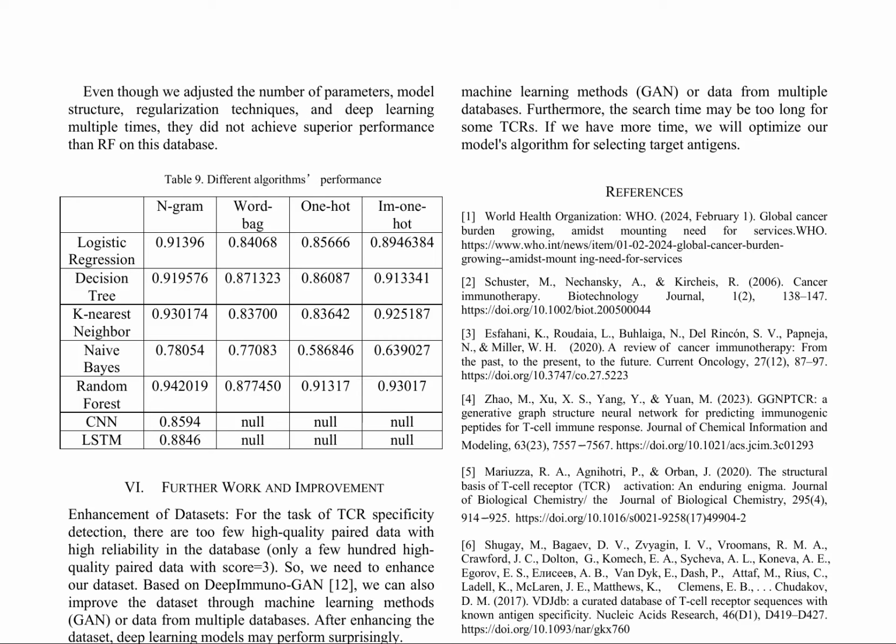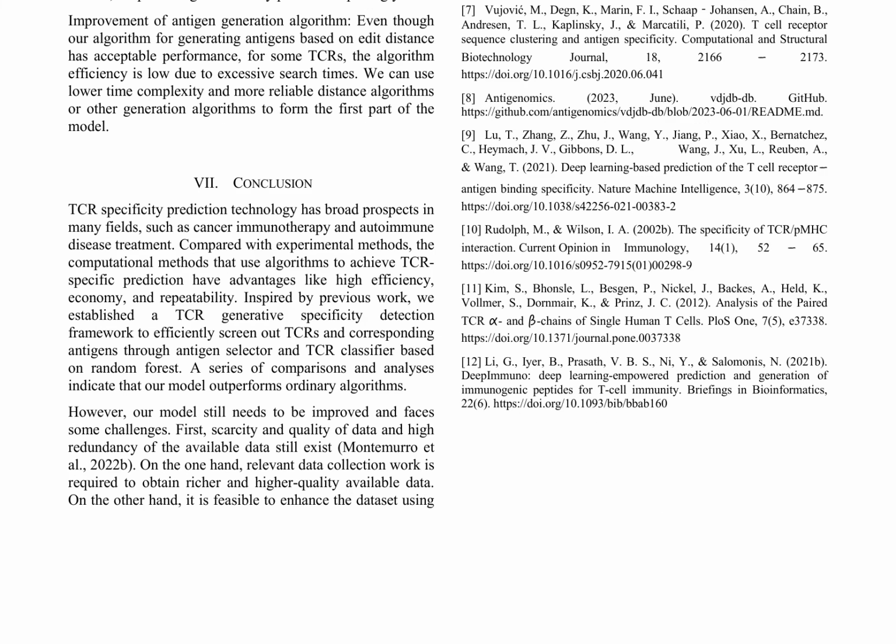The model outperforms ordinary algorithms, but it still requires improvement due to data scarcity and redundancy. To enhance the dataset, collecting more relevant data and using machine learning methods or data from multiple databases is suggested. Optimizing the model's algorithm for selecting target antigens is also proposed to reduce search time for some TCRs. The paper provides a comprehensive overview of the current state of TCR-specific prediction technology, citing various studies and databases, such as VDJdb.